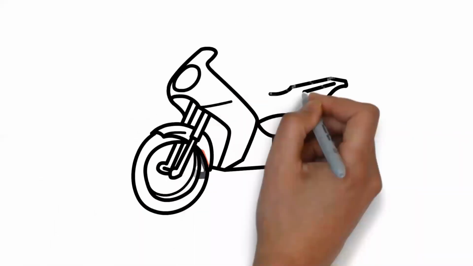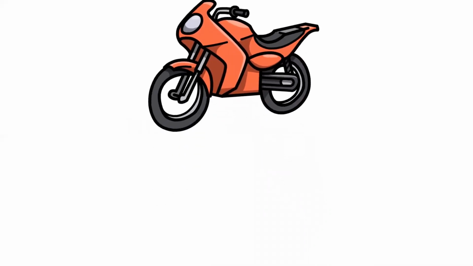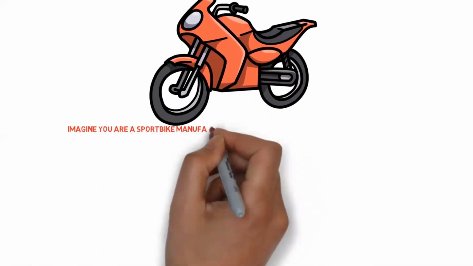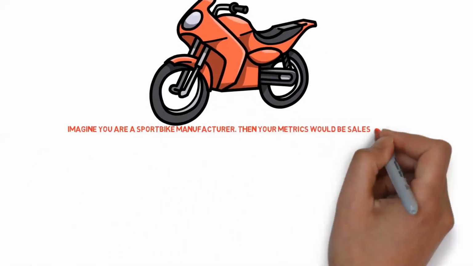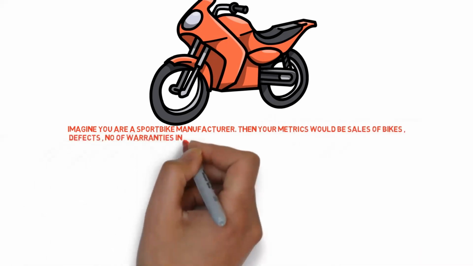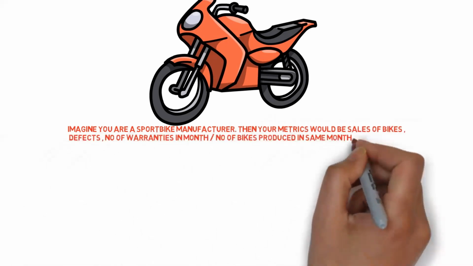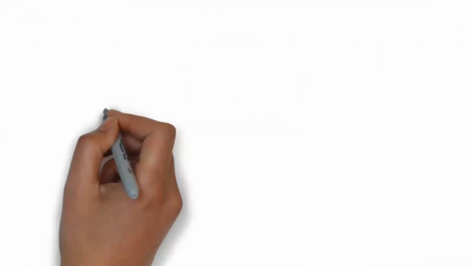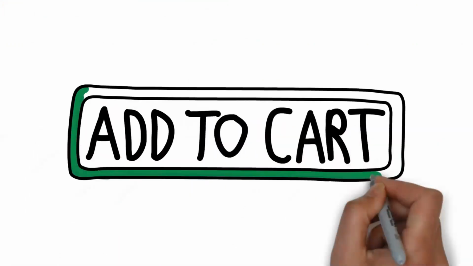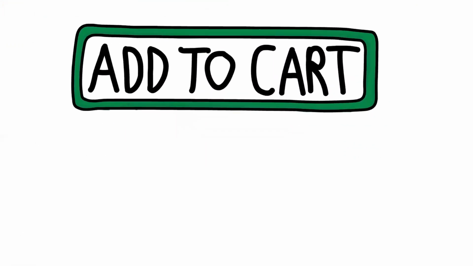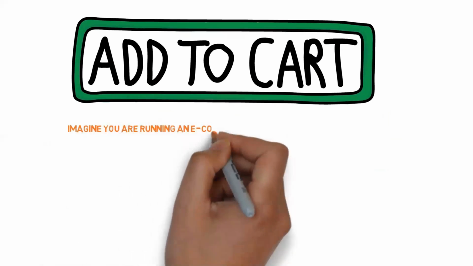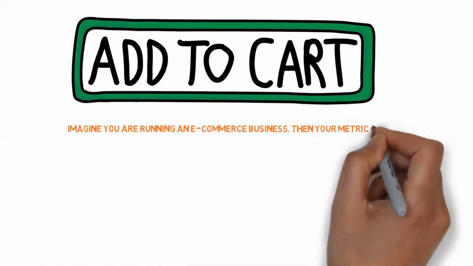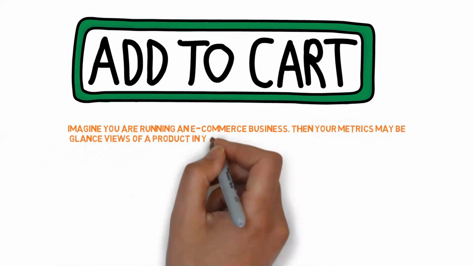Let us see some examples. Imagine you are a sports bike manufacturer. Then your metrics will be the sales of a bike or defects or number of warranties in a month divided by the number of bikes produced in the same month. Imagine you are running an e-commerce business. Then your metrics would be on glance view of a product in your catalog or star rating of a product and so on.